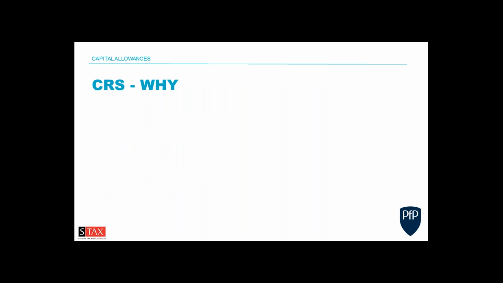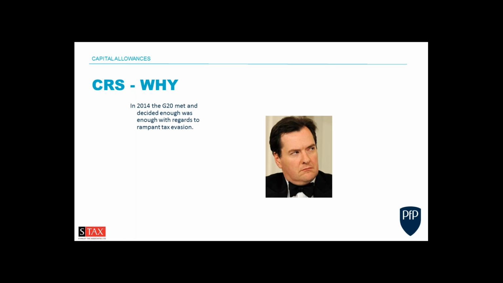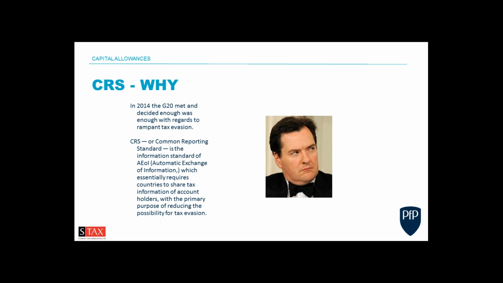So moving on, Common Reporting Standard, or CRS. Why do we have this? Well, back in 2014, the G20, the world's finance ministers and presidents and so forth, all got together and decided that enough was enough regarding rampant tax evasion using offshore jurisdictions and people simply not declaring income in other countries. And from this, a Common Reporting Standard was born. Now, what is a Common Reporting Standard? As you can see there, that's a textbook definition. It's effectively the information standard for automatic exchange of information. In essence, it requires all countries signed up to it to share information about the other countries' tax residents' activities in their jurisdiction, with the idea of eliminating or at least reducing tax evasion.